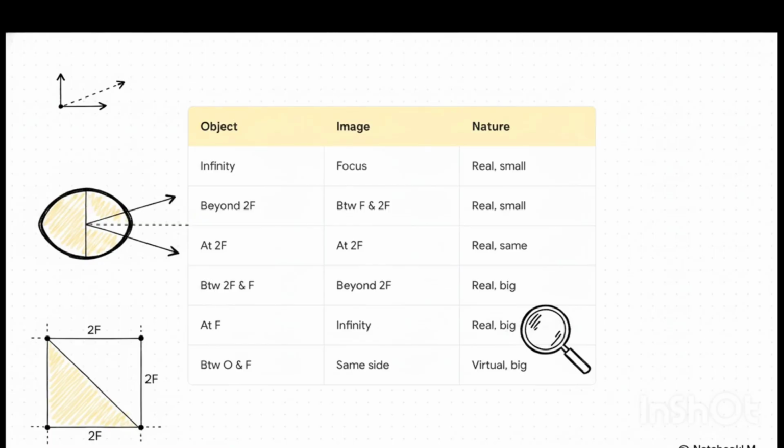Move it closer, and the image perfectly mirrors it in size. But the true magic happens when you move the object incredibly close, right between the optical center and the focus. The image suddenly flips to the same side as the object, becoming virtual, upright, and highly enlarged. By the way, that exact scenario, that is the science behind how a magnifying glass works.